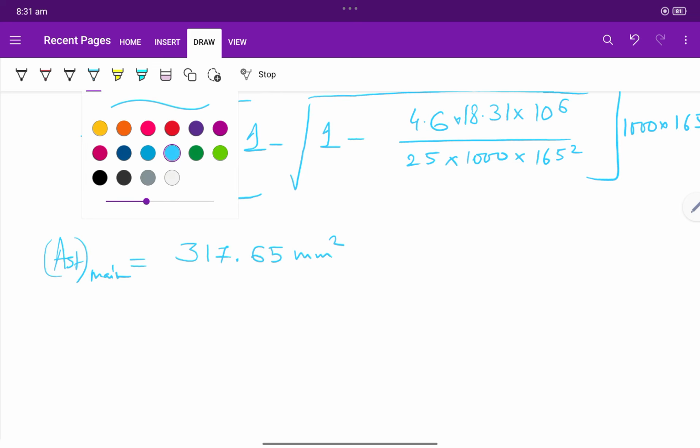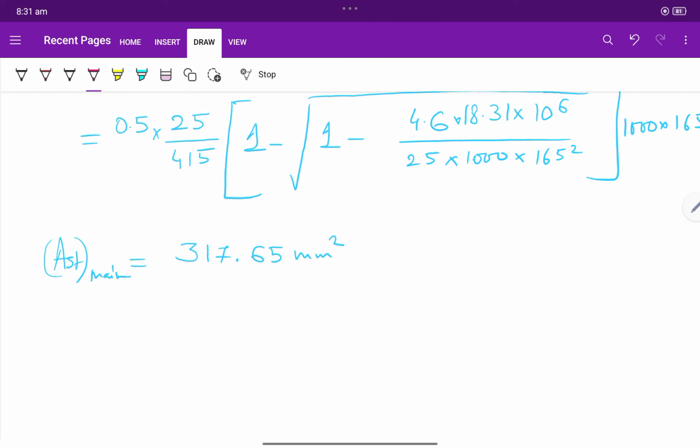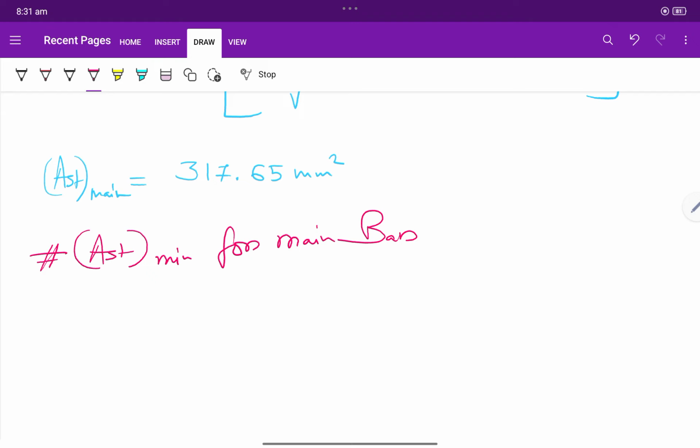Now, as per IS provision, we have to check for the minimum reinforcement. So we know that Ast minimum for main bar is 0.12 mainly for HYSD section. For mild steel it is 0.15. Okay, so for mild steel it is 0.15, and for HYSD bar it is 0.12% of the cross section. So here it is HYSD 415, it is HYSD bar.